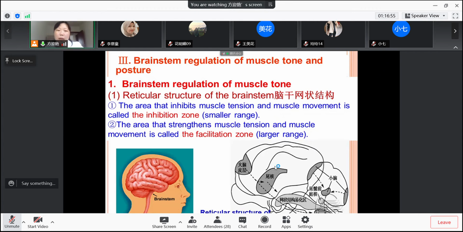Here, first, the brainstem is majorly like that. It is also true that the balance between the inhibitory zone and the facilitation zone is normally kept there. They also take part in muscle tensing, muscle contraction or tensing.